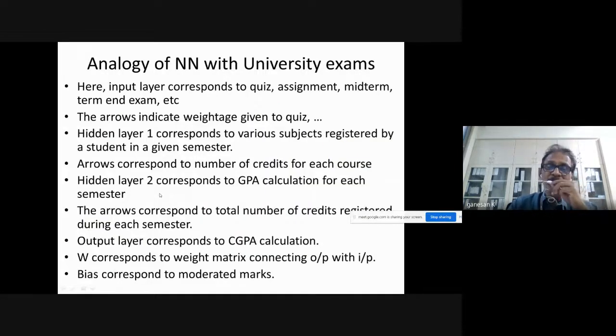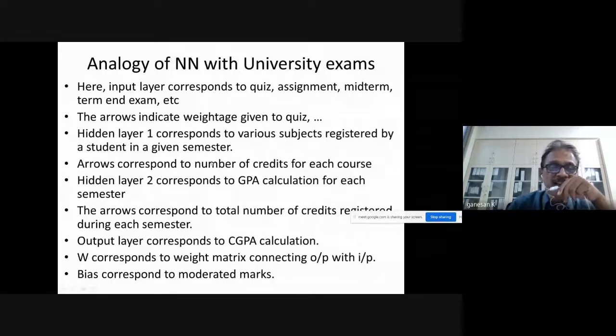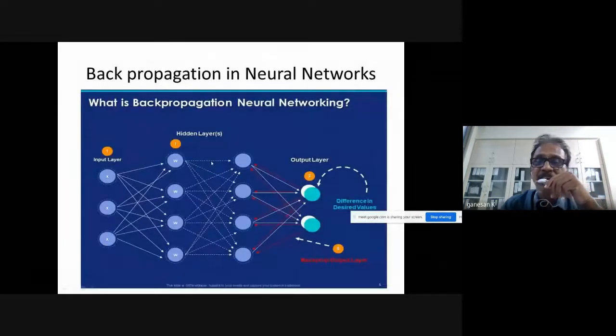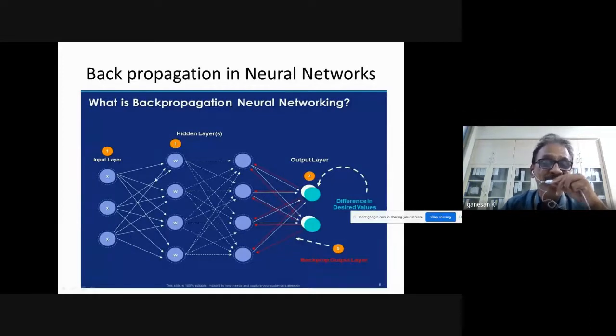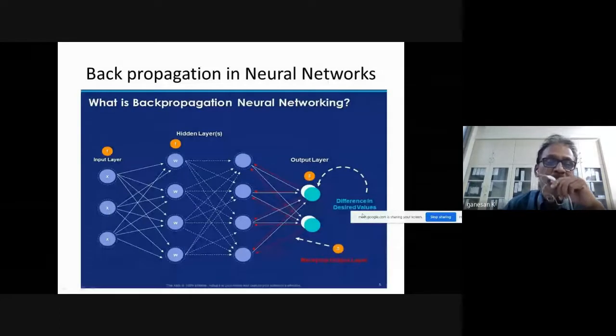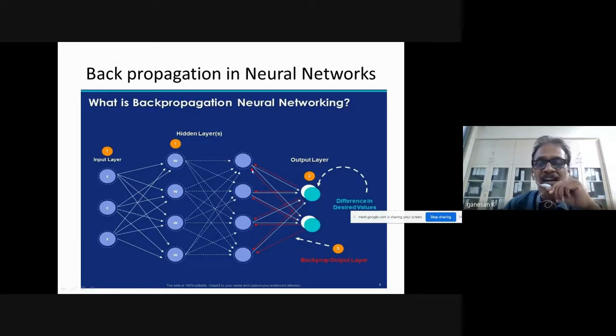Okay, now this is what I have given in this slide. I will just skip that. Now the question is, how do I systematically adjust this weight? Because I may give some marks and get some output, but how do I know what weight I need to put? Initially, I will put some random weight, weigh my marks, threshold it, and pass it on. Finally, it is not going to match my CGPA, the output that I got.